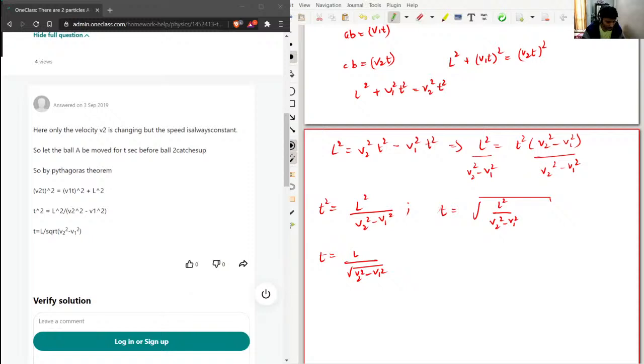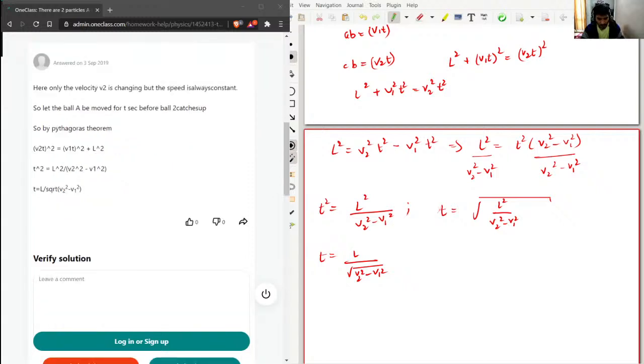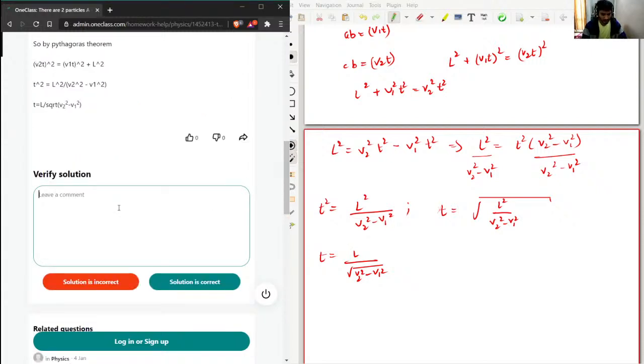Let us cross check this with the solution given here. So let ball A move for t seconds before ball 2 catches up. I hate it when these spaces are not there because it is very difficult to read. So Pythagoras theorem, yep, so they have done the same thing. So I can just say correct solution, good work. And the solution is correct.